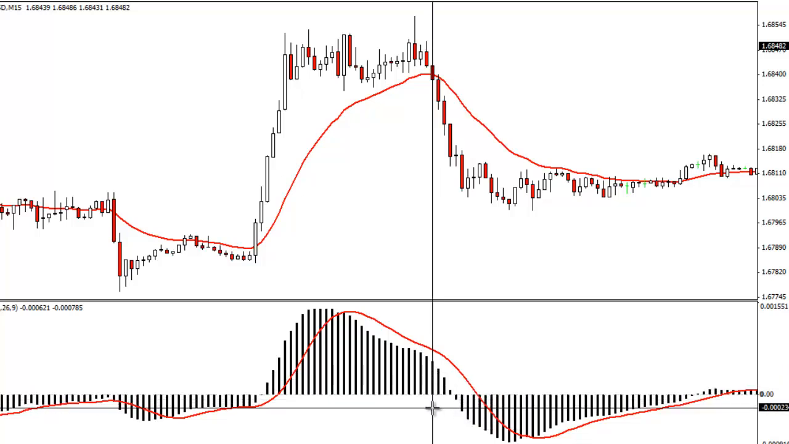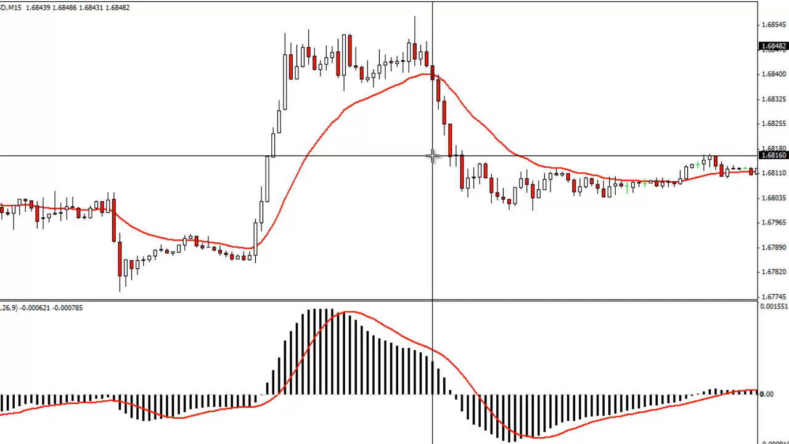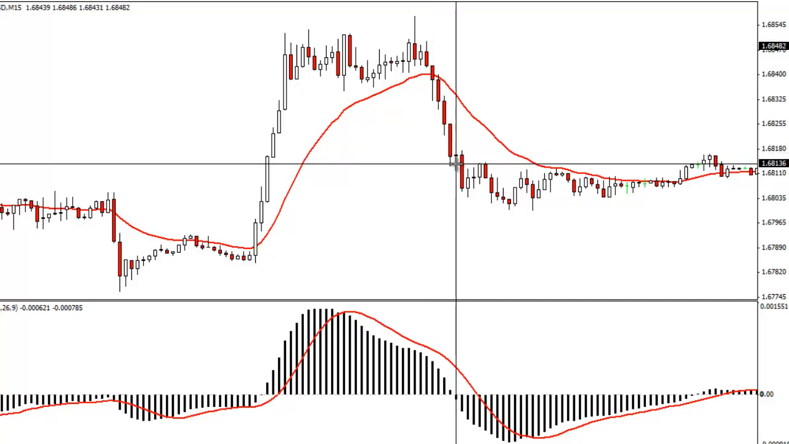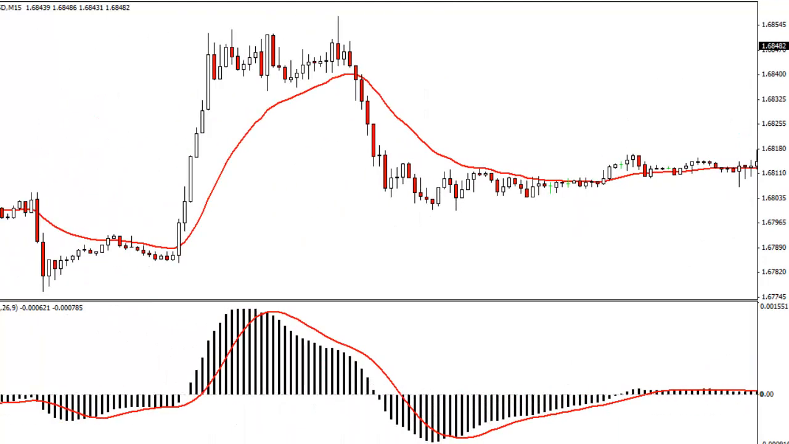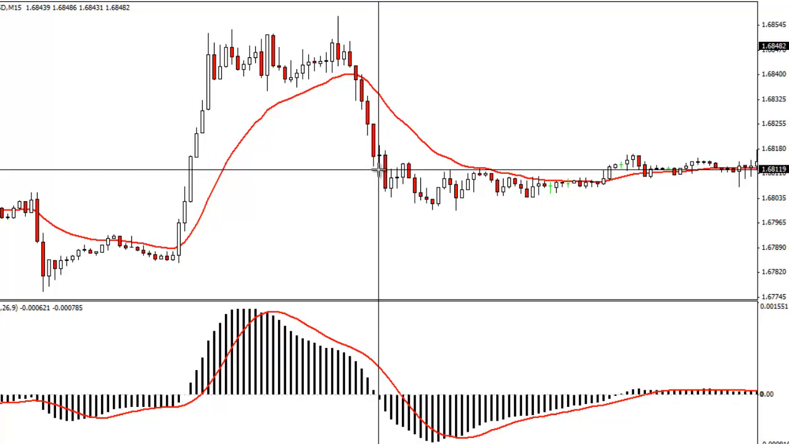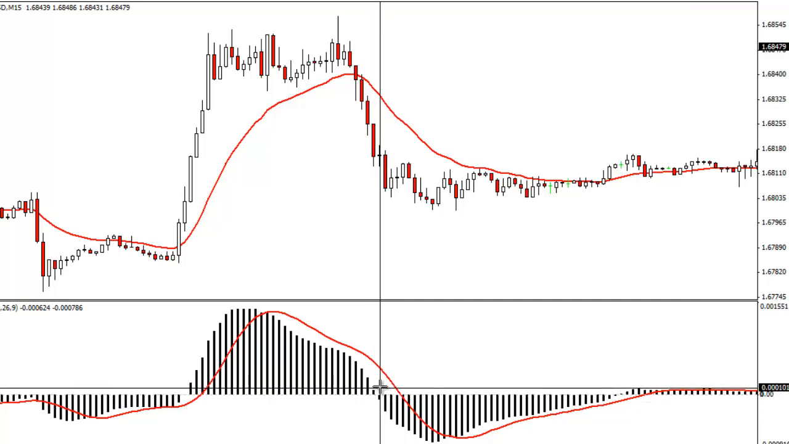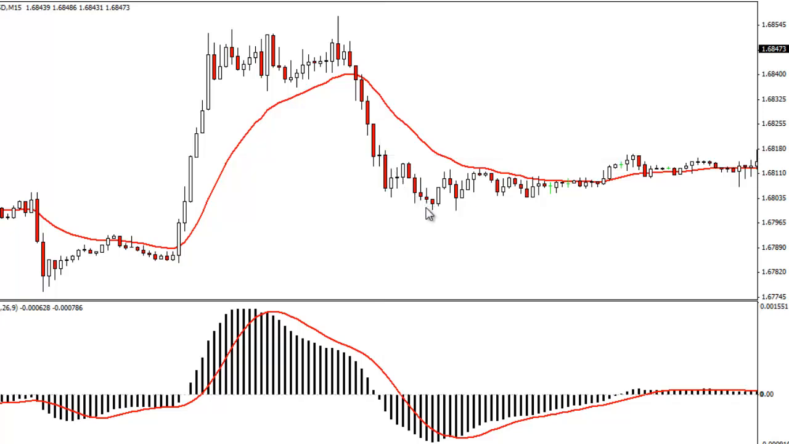But if you see at this point, the price is crossing the exponential moving average in the downward direction, but the MACD indicator is not. So you have to wait until this point. At this point, if you see, the MACD indicator is crossing the zero level in the downward direction. So this is your entry point for a short position. Once you enter here, target just 10 pips and exit the strategy. So this is the strategy for a short position.